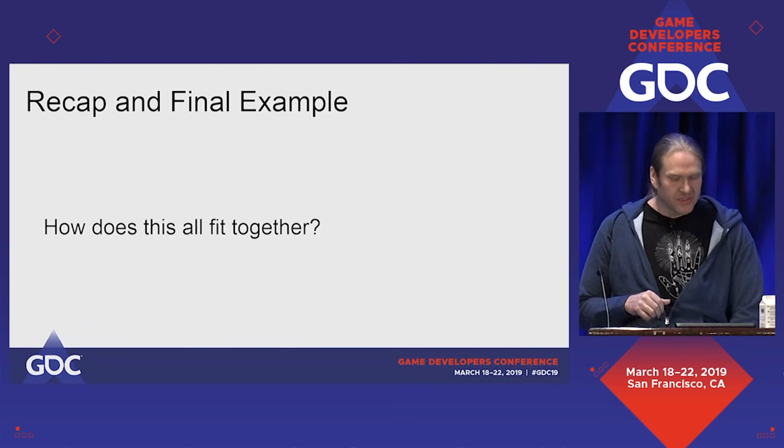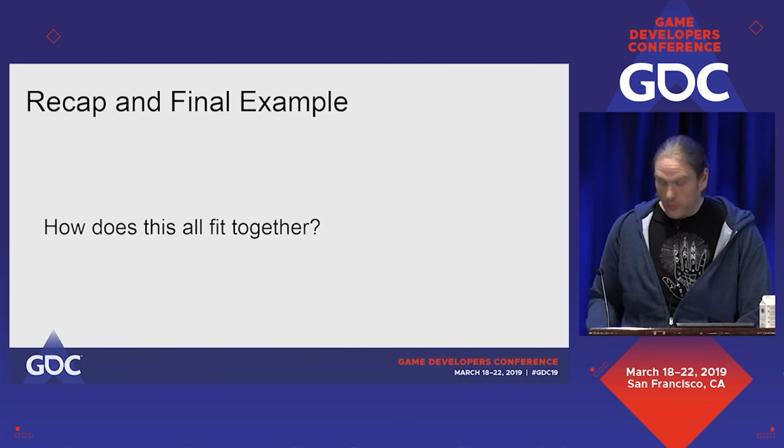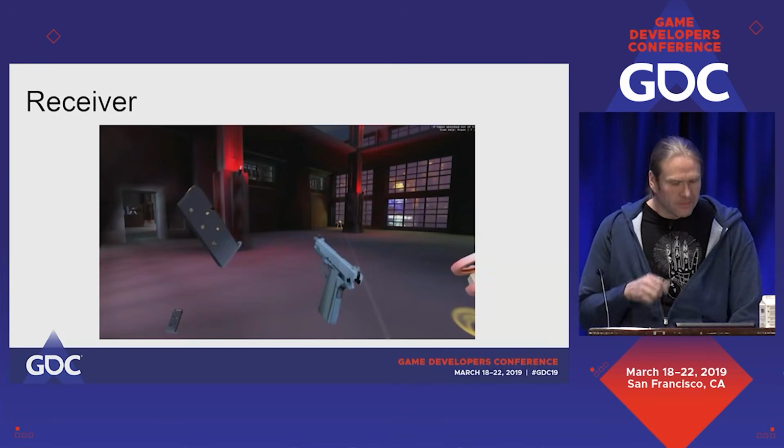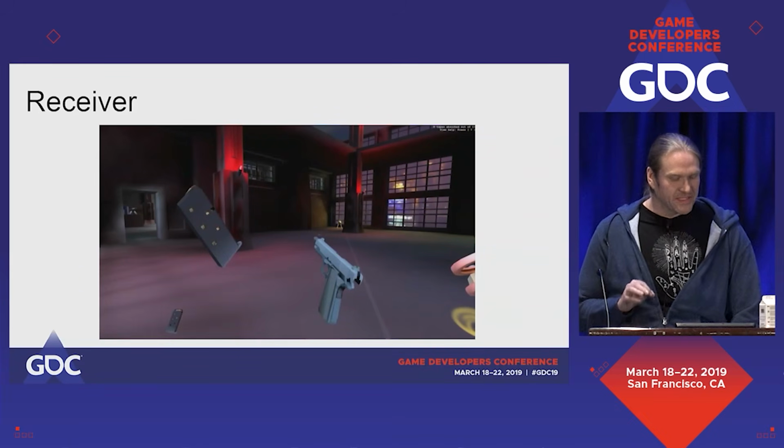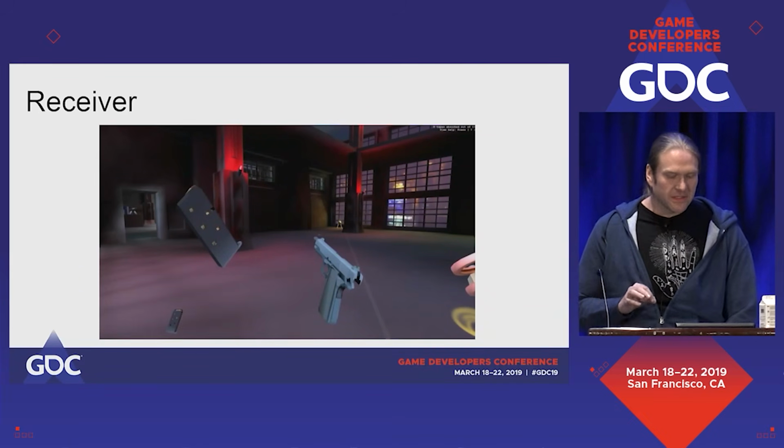Before I end my talk, I just want to recap with an example that brings it all together and shows how a lot of this theory can work in a more linear game. The game I'll use for this final example is one that I was in charge of level design on called Receiver. It has some aspects of linear design, but still allows free and unpredictable movement.